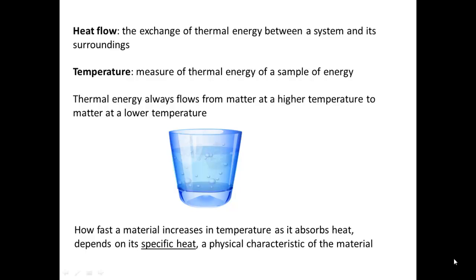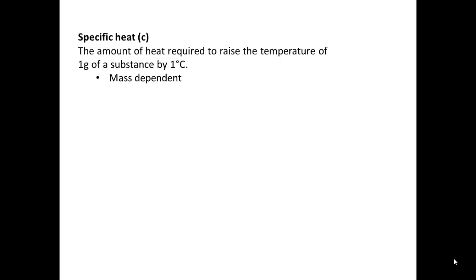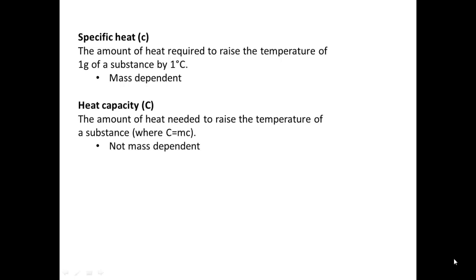How fast that ice is going to warm up depends on its specific heat, which is a physical characteristic of the material. Specific heat is the amount of energy required to raise the temperature of 1 gram of a substance by 1 degree Celsius. Because it is the amount of energy required for 1 gram, this is a mass-dependent constant. There's another constant that also measures this property that is not mass-dependent, and this is heat capacity. This is the amount of energy needed to raise the temperature of a substance by 1 degree Celsius. So in fact, heat capacity is just mass times our specific heat.